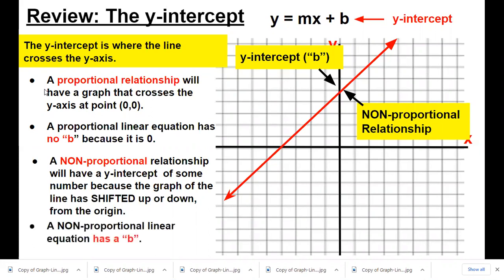A non-proportional linear equation has a b. It will always have a b, a number that comes after the plus sign or the minus sign. By the way, this plus sign means the graph has shifted up. If it was minus b, that would mean the graph has shifted down. So that is y = mx + b.